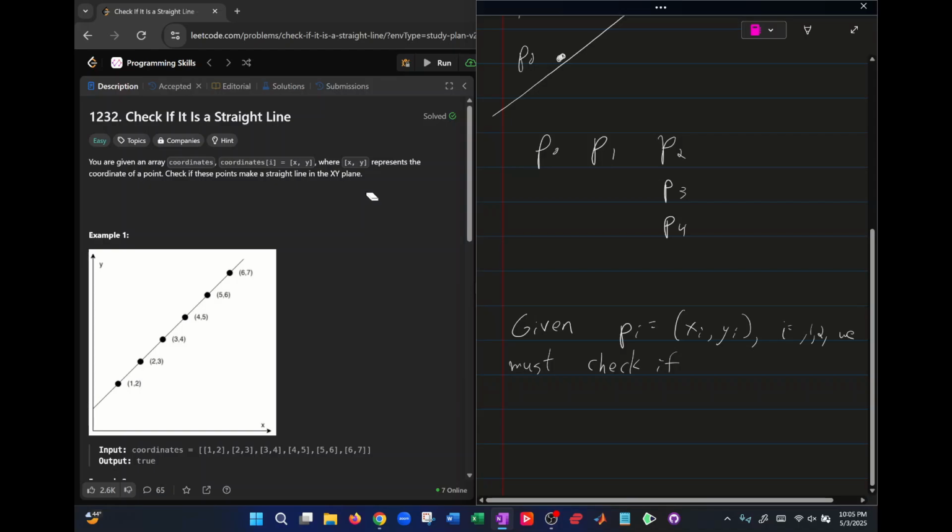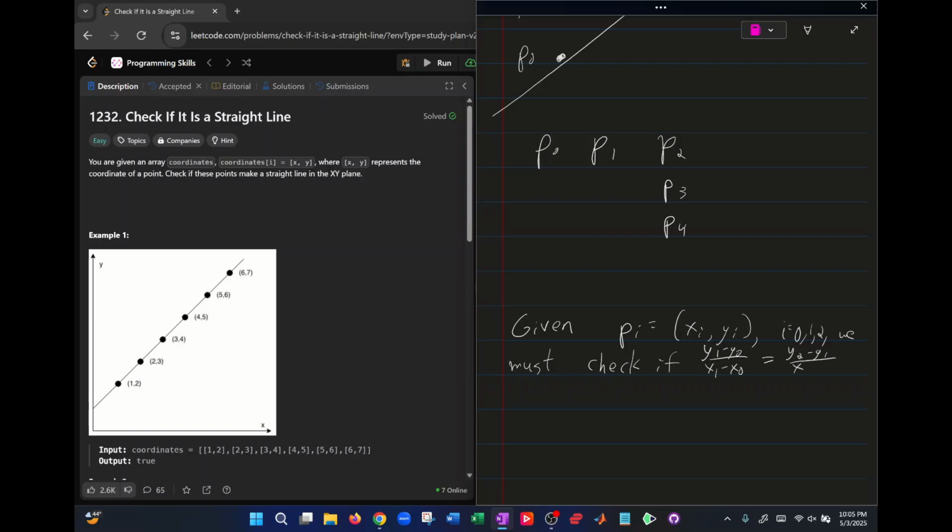It's the difference in the y values divided by the difference in the x values. So that's y1 minus y0 over x1 minus x0, which is equal to the slope between points 1 and 2. So that would be the difference in y values, y2 minus y1 over x2 minus x1. Okay, cool. So this is what we must check.